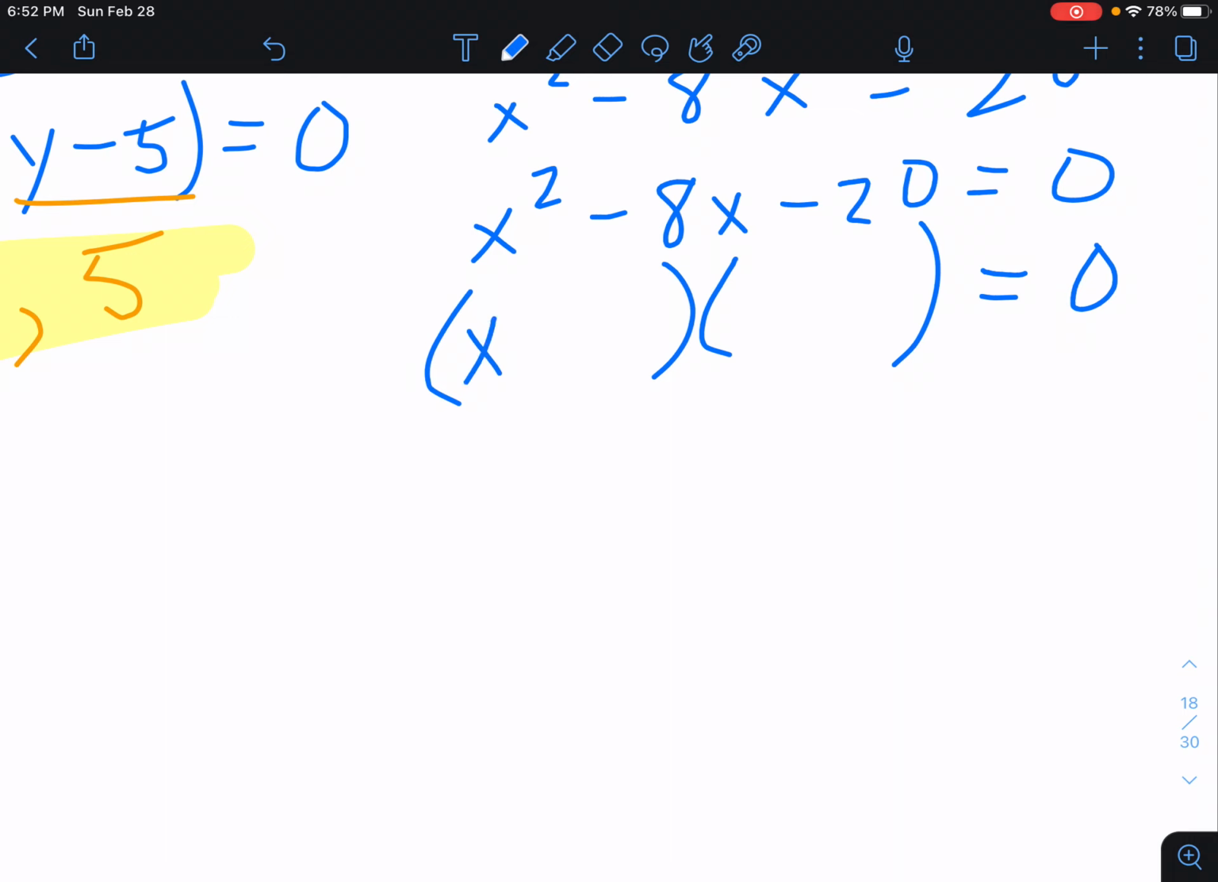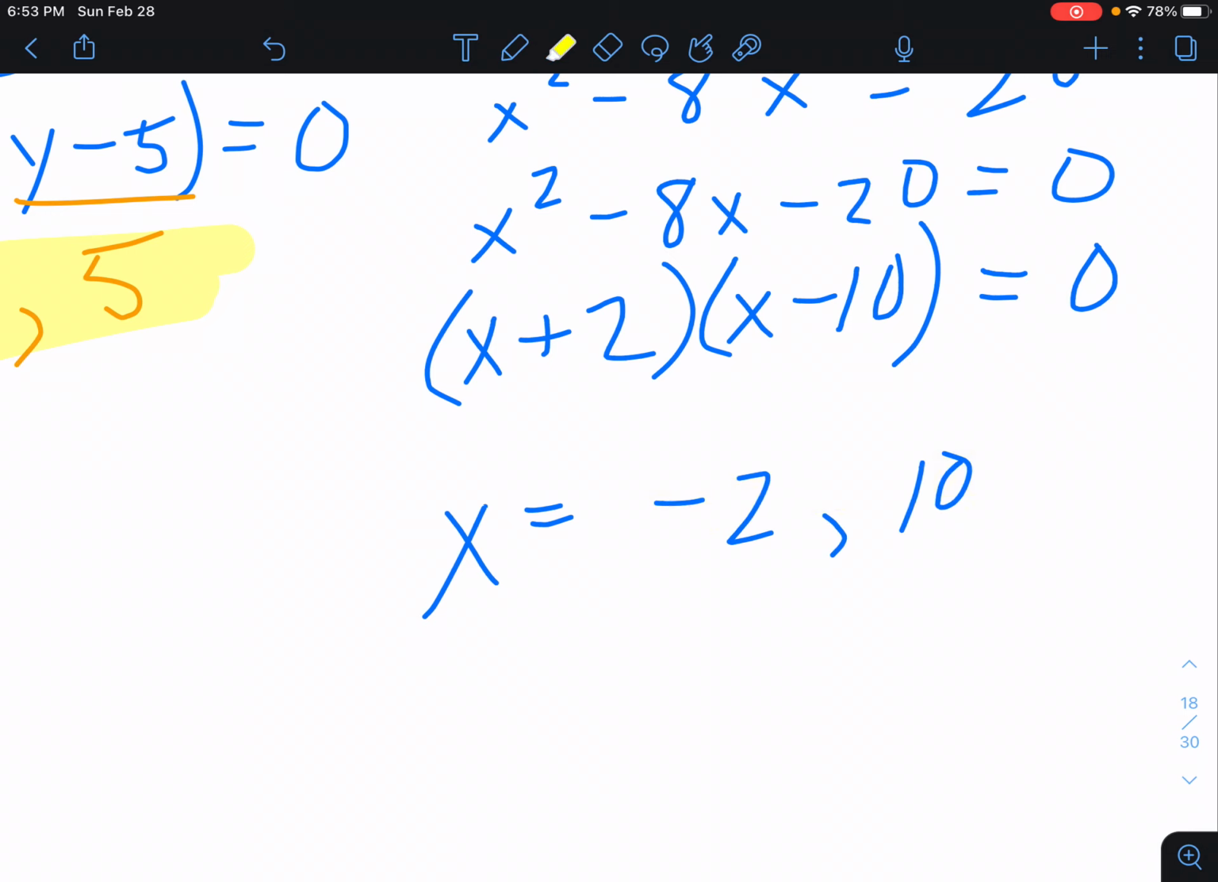My signs, that c term is a -20, so that means we have plus minus. I need 2 numbers that multiply to get -20 and subtract to get -8. That would be +2 and a -10. So that's good. I factored. Now I'm going to get my answers. The first one would be -2. The second one would be 10.